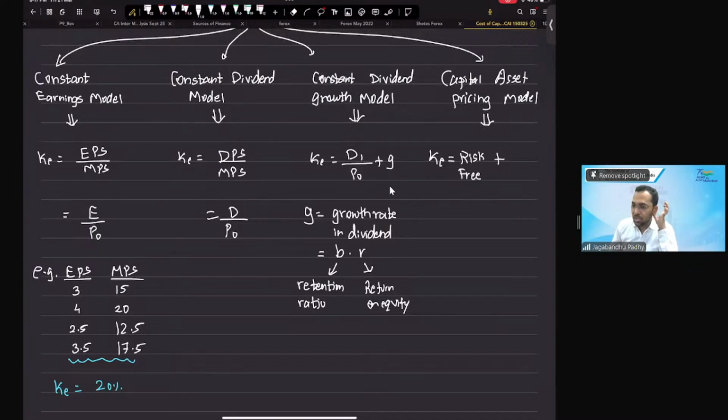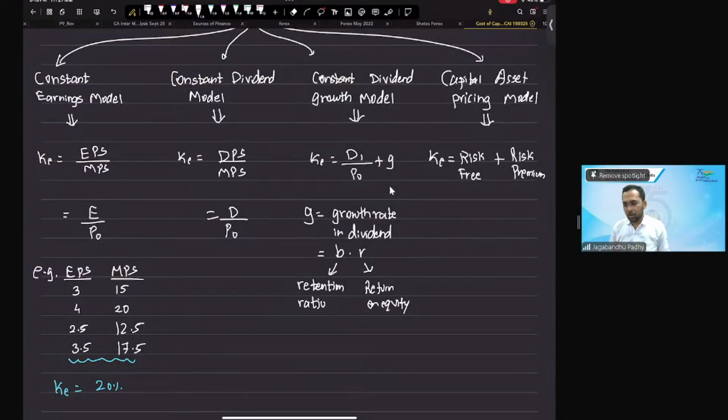Now, what is that additional? Additionally, over and above the risk-free rate, we need a risk premium. So apart from just the risk-free rate, we'll need something additional, and that's the risk premium. So we need risk-free plus some amount of risk premium.